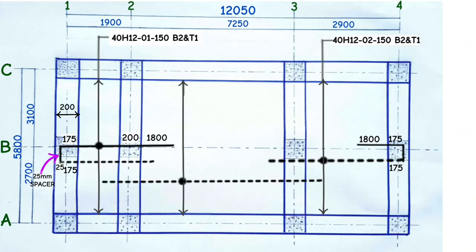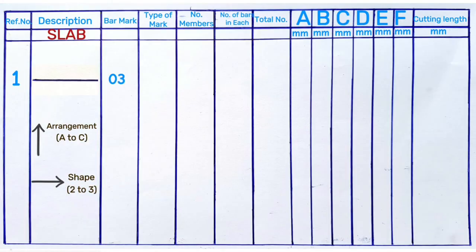Let's describe this steel bar shape. They cover this whole internal or inner surface distance of 5.6 meters, and for every distance of 5.6 meters, we need 40 steel bars. So this is 40 steel bars of H12, bar mark as 03 at a spacing of 150 mm center to center for bottom 2 bars. That's what we exactly fill in the bar bending schedule table. This is bar mark 03, type of mark or steel bar thickness as H12, fill in the number of members, number of bars in each, and the total number of steel bars here, and also fill in the total cutting length in this column here.